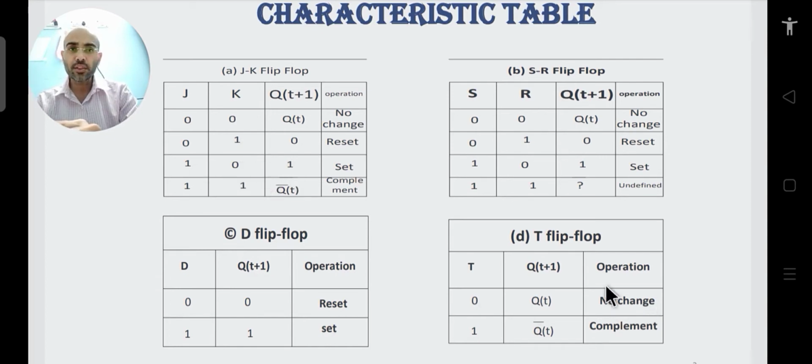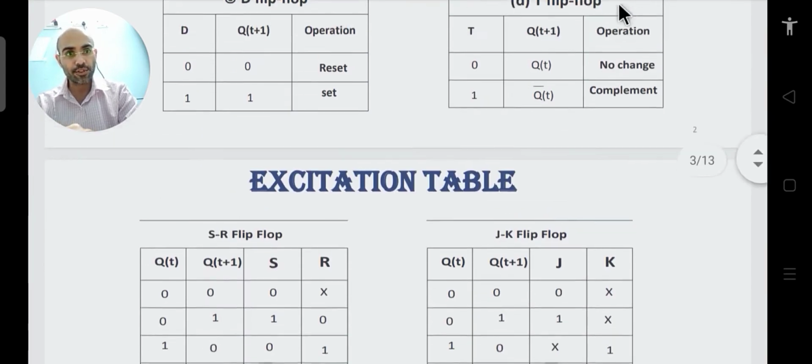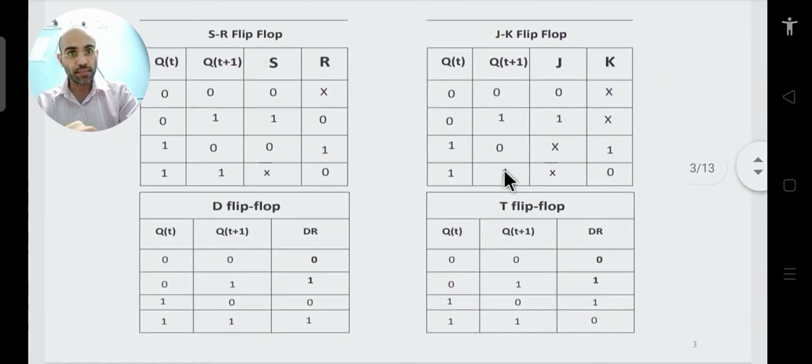Whereas if you consider the T flip-flop, when the input T is equal to 0, the output will not change. If T is equal to 1, then the output will toggle. So if it is 0, it will become 1, and if it is 1, it will become 0. Now let us see the excitation table.